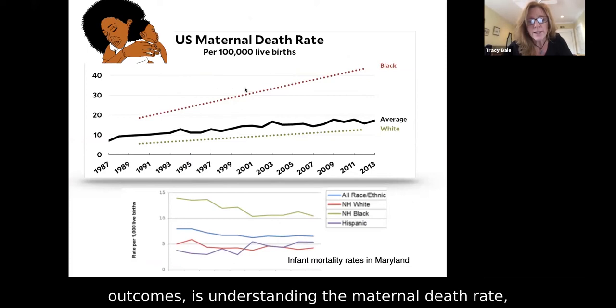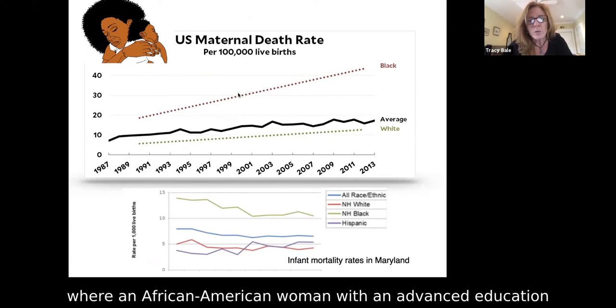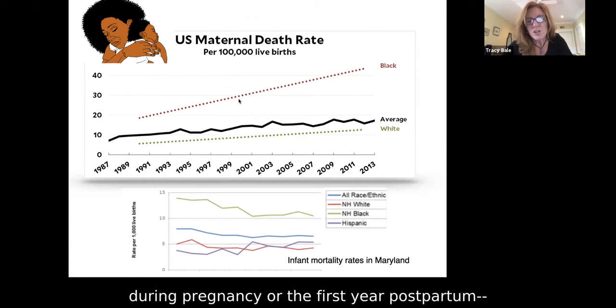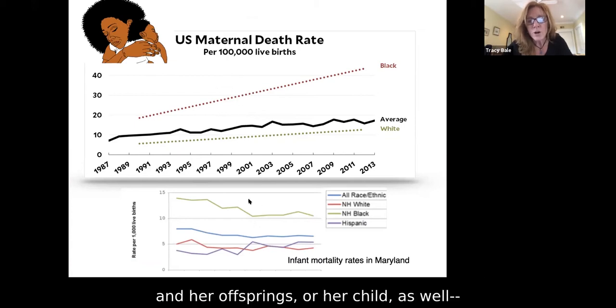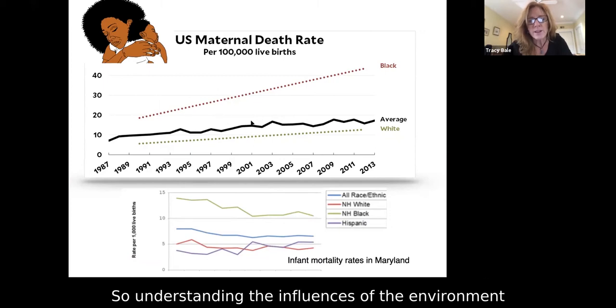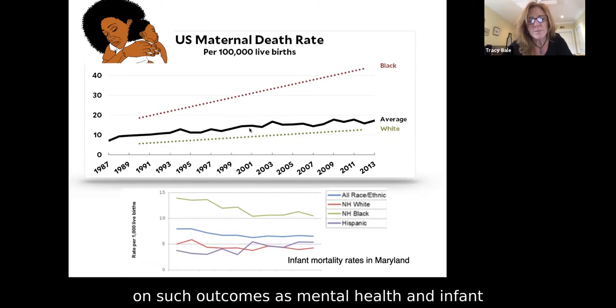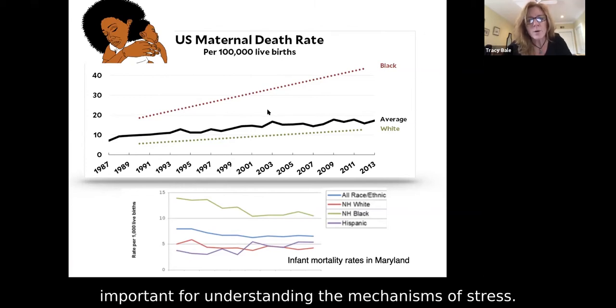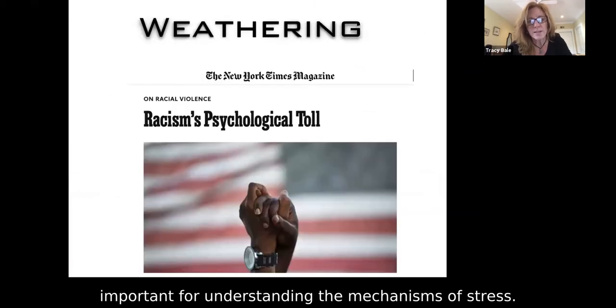One of the biggest influences of stress, especially that of discrimination, on relevant outcomes is the maternal death rate, where an African American woman with an advanced education remains in this country still four times more likely to die during pregnancy or the first year postpartum, and her offspring, so her child as well, than a Caucasian woman with only an eighth grade education. So understanding the influences of the environment on such outcomes as mental health and infant and maternal mortality is critically important for understanding the mechanisms of stress.